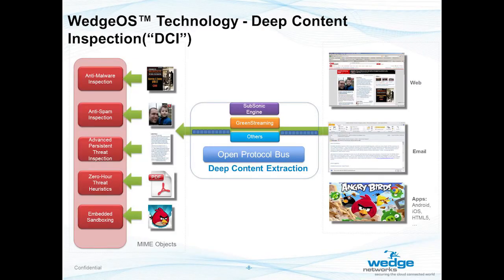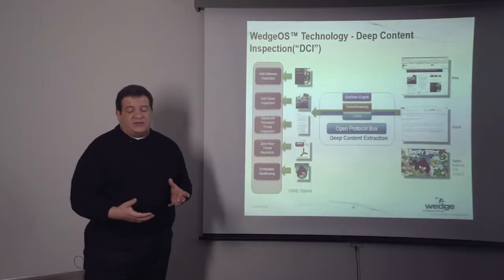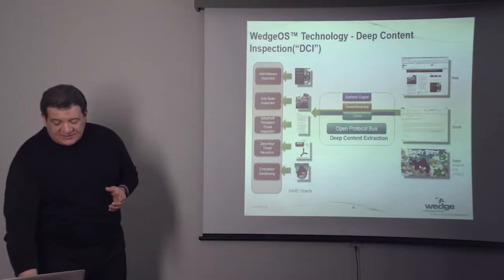So the benefit of the deep content inspection, again, is that we scan the traffic, we assemble the payload exactly the same way that the endpoint would see it, and then we scan it for malware, for heuristics, for sandboxing, and so on. And we do all of that without introducing any kind of noticeable latency.